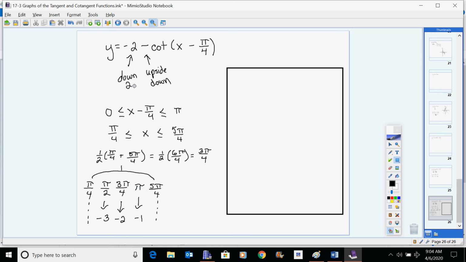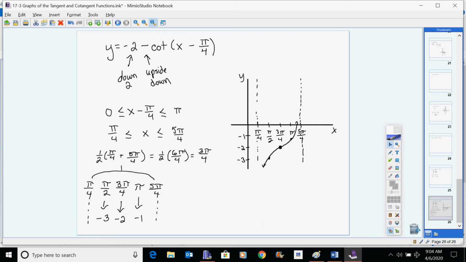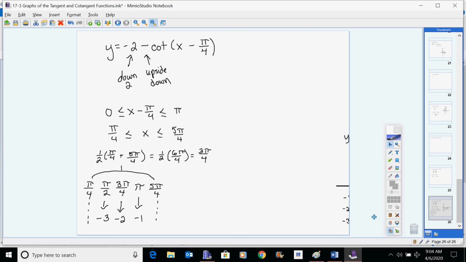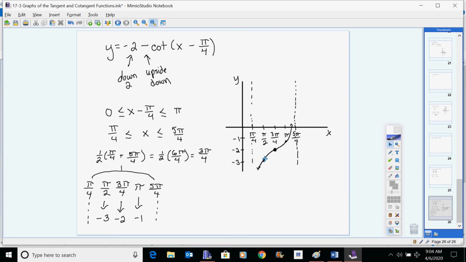The whole thing moved down 2, so that means that my asymptotes go here on the end. The middle point is not at 0 anymore. It shifted down 2. My normal cotangent function would go up to down, but I have to flip that over, so I'm going down to up. So I'm starting 1 below. I'm going 1 below where my starting point is and 1 above where my starting point is.